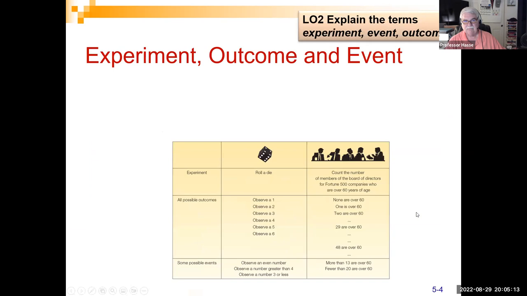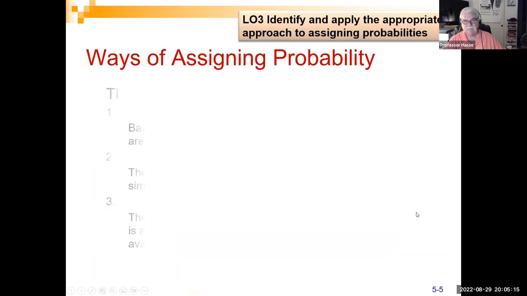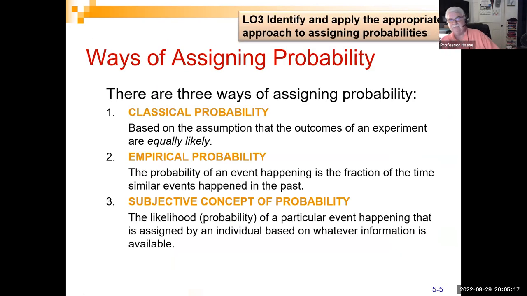So looking back on this, the three types of probability are classical, empirical, and subjective. So these are the three areas that you need to concentrate on, but especially concentrate on classical and empirical, actually determining the event happening based on similar events of the past.